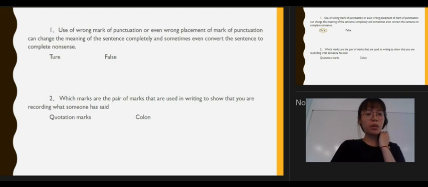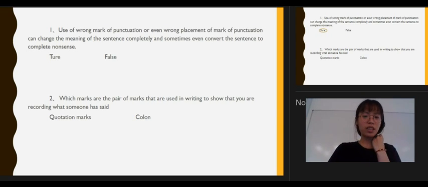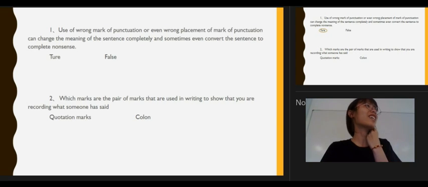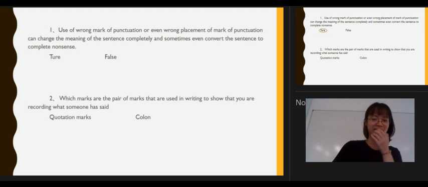And the third one is which marks are the pair of marks used in writing to show that you are recording what someone has said? Quotation marks.